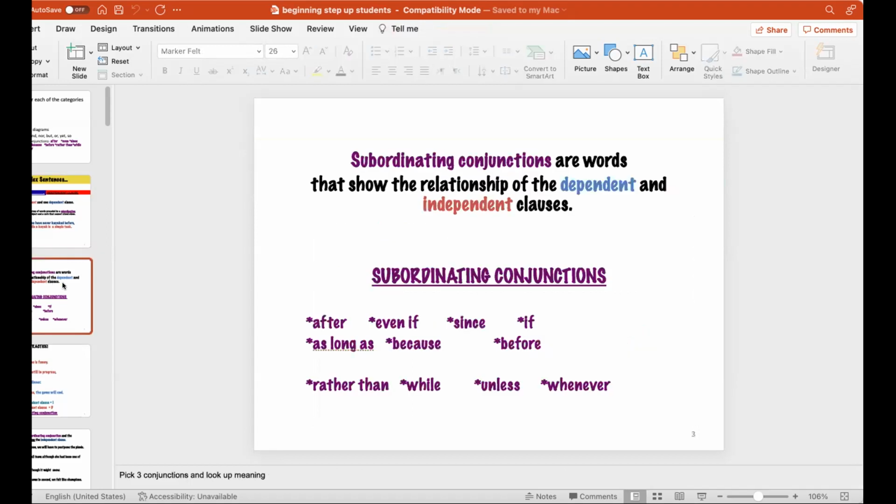So let's look at some of the subordinating conjunctions that show the relationship between the two clauses in a complex sentence. So: after, even if, before, because, rather than, unless, whenever. Some of these are cause and effect. Some of them are time related. And one of the things that most kids don't get is what do these conjunctions mean? How do they explain the relationship between the two simple sentences that we're sticking together?